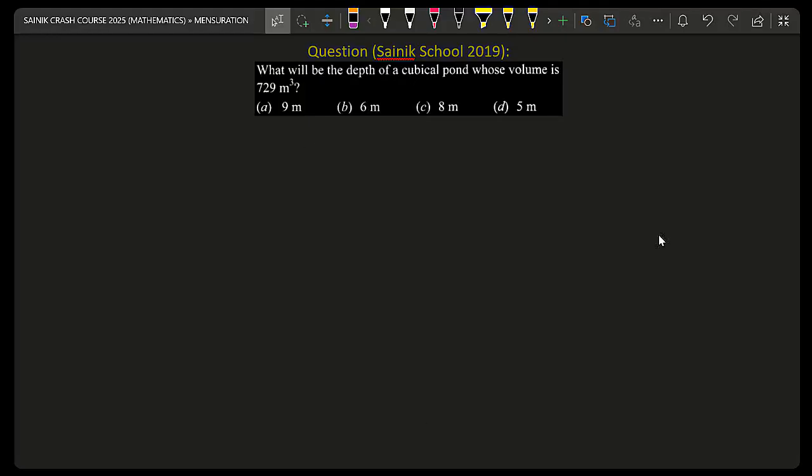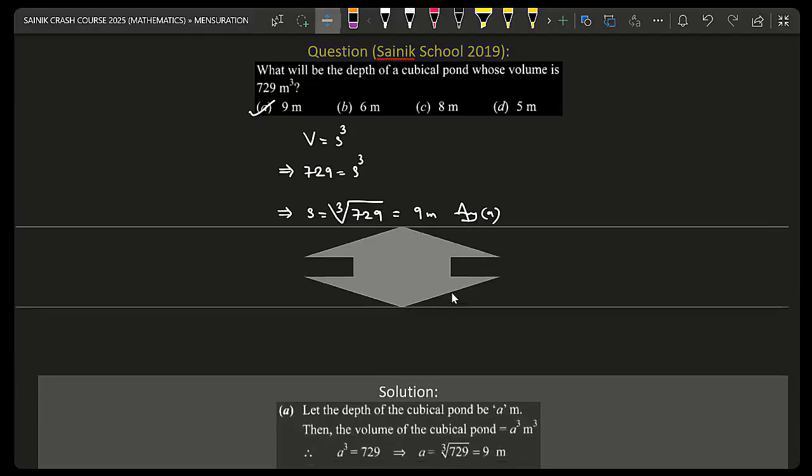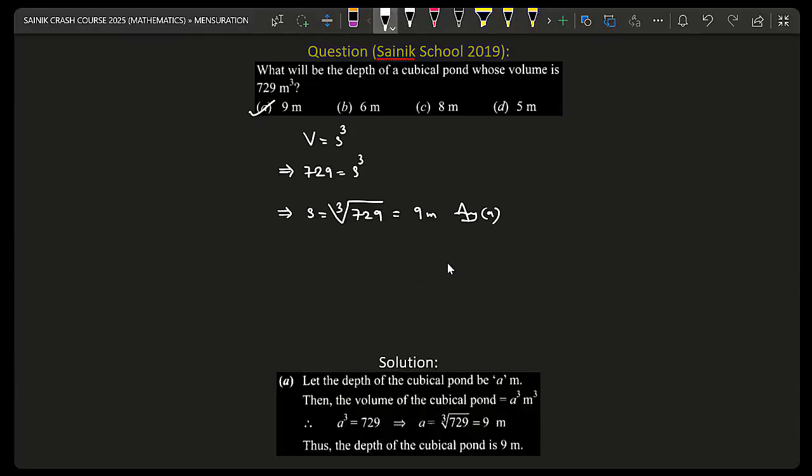Cubical pond means it is in which shape? Cube. What is the volume of cube formula? Sir, side cube. Volume given how much? Sir, 729. We can write 729 is equal to side cube. What is the next transposition required? That cube we can transpose. Cube transpose will become cube root, right? Sir, S is equal to 9 meters. Yes, 729's cube root is 9. Which option? Option A. Yes, A is correct. Today you can mute. So the answer is 9 meters.